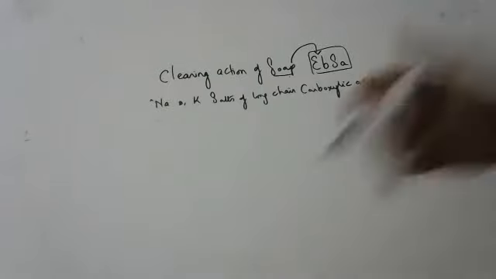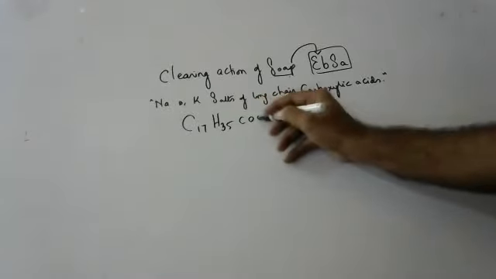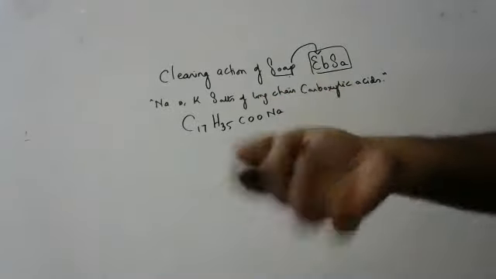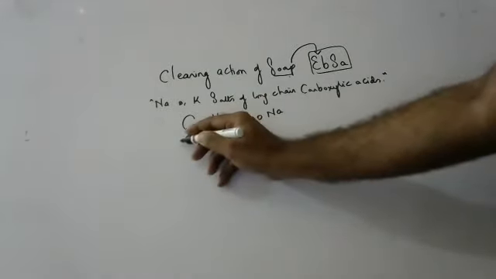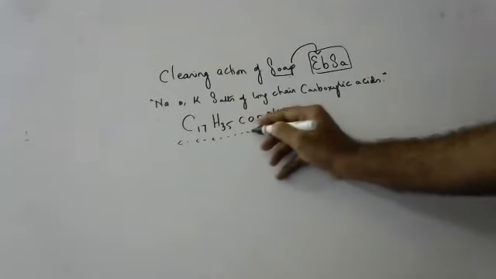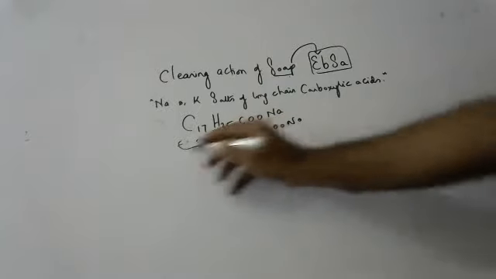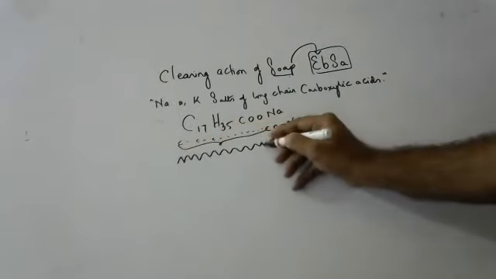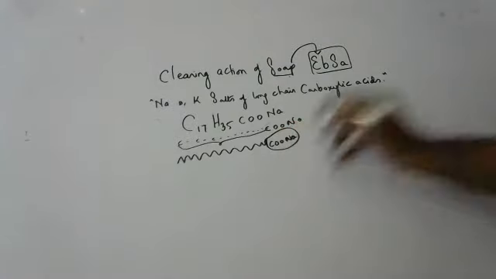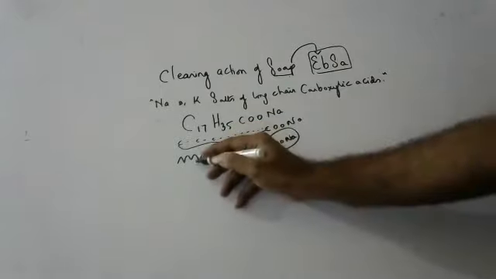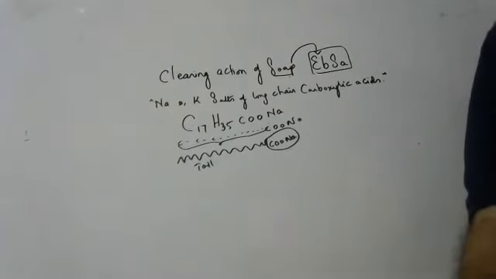Whatever soaps you get in the market, it can be like C17H35COONa, and different formulas will be there. Just one example. Okay, so children, C17 means 17 carbons will be there, and the last part is COONa. All the 17 carbons I will represent as the tail, and COONa I represent as the head.